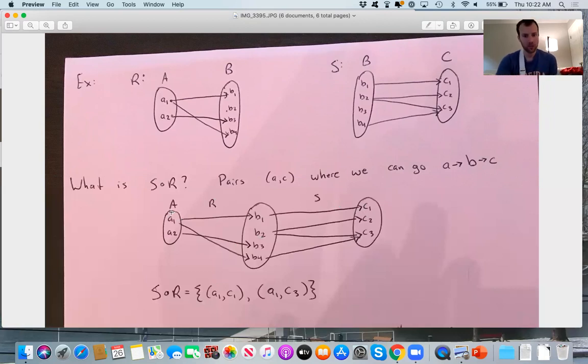So at first, if we start at A1, it has an arrow to B1, and that has an arrow to C1. So that path is going from A to B to C. And so the starting and ending points, that's a pair in the composition. So the pair A1C1 is in the composition because we went A1, B1, C1. And A and C are the pairs we're looking at. So the B is the stepping stone in the middle, but that doesn't appear in the pair in the composition.